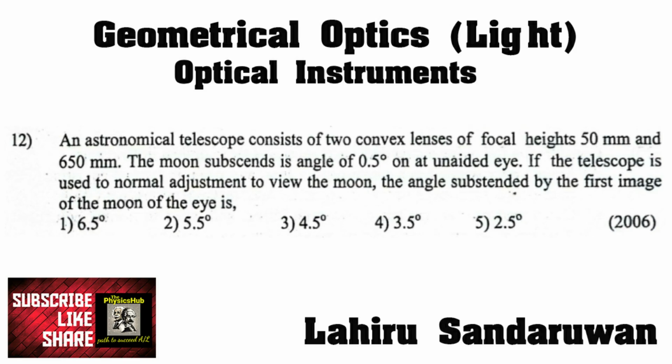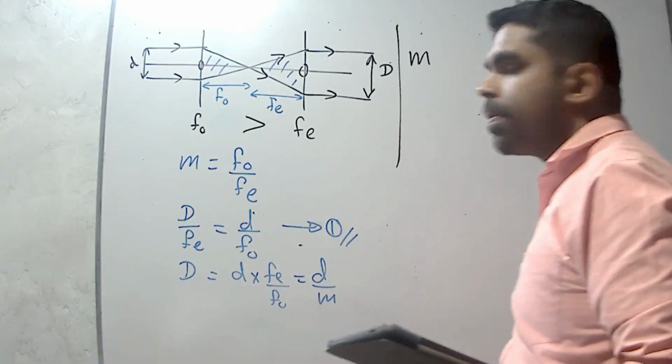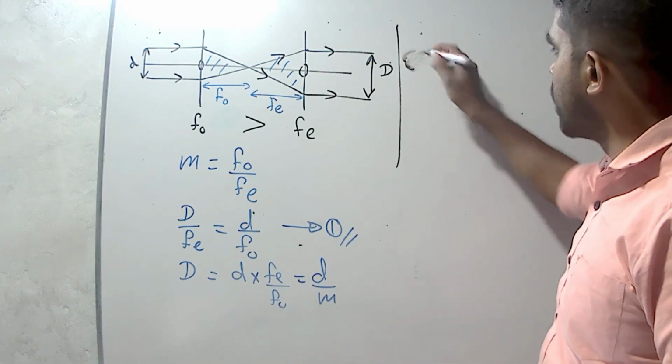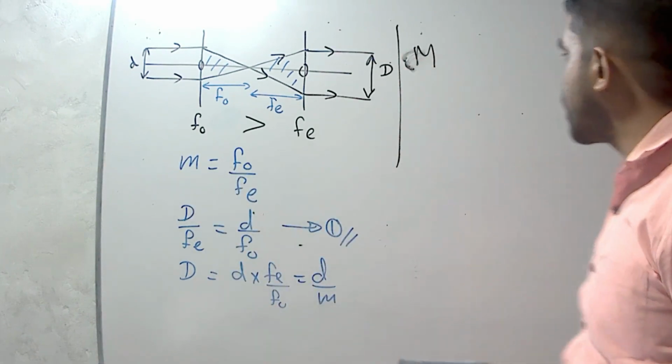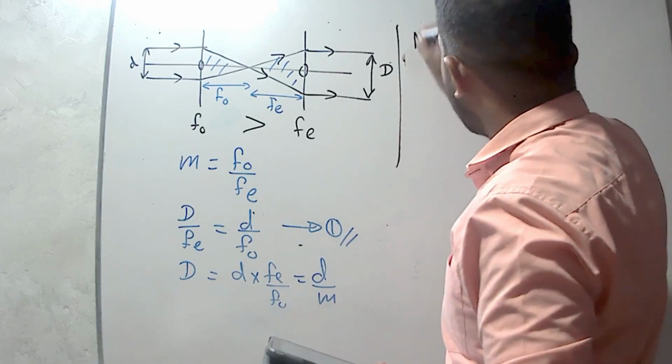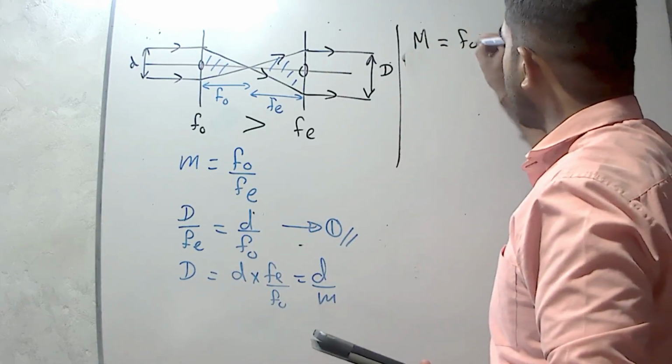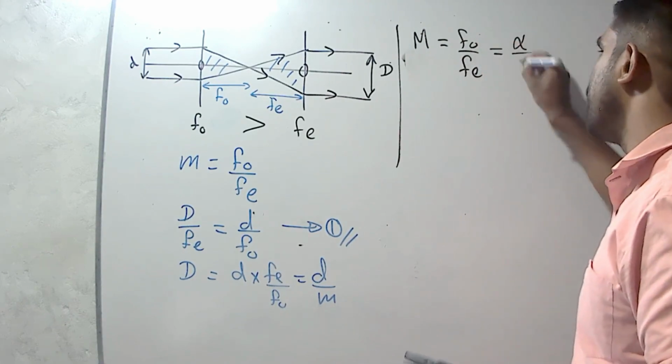An astronomical telescope consists of two convex lenses of focal length 50 millimeters and 650 millimeters. The moon subtends an angle of 0.5 degrees on an unaided eye. If the telescope is used in normal adjustment to view the moon, the angle subtended by the image of the moon at the eye is? The angular magnification for the normal adjustment is capital M. In this problem they have given small m, but we are using capital M. It is f0 over fe, and we know that it is alpha divided by beta.